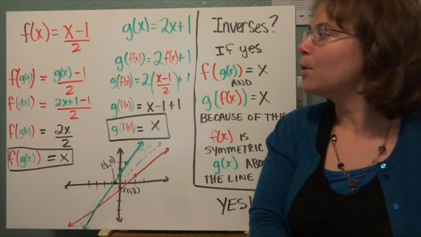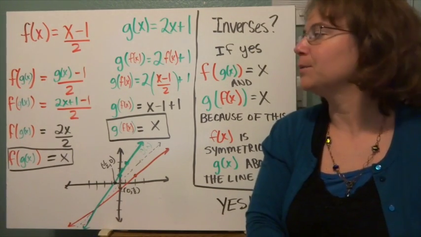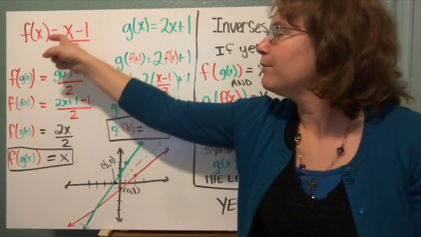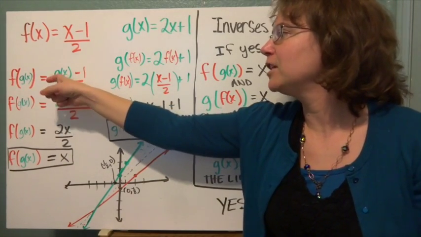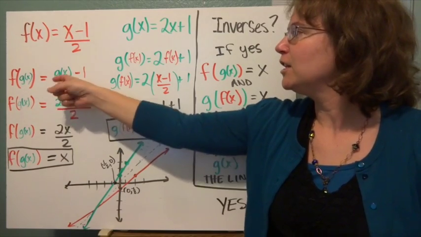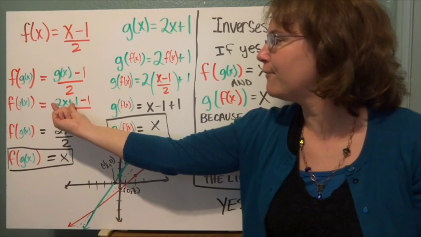Now I need to show that both f of g of x is equal to x and g of f of x is equal to x. So let's first start with f of g of x. Everywhere there's an x, I'm going to substitute in my function g of x. So f of g of x is equal to (g of x minus 1) over 2. G of x is the same as 2x plus 1, so I'm going to substitute that value in for g of x.